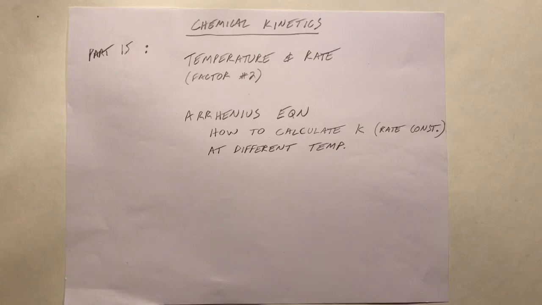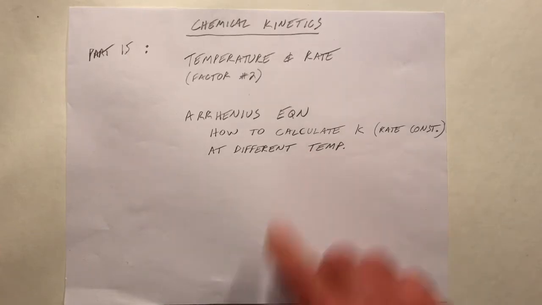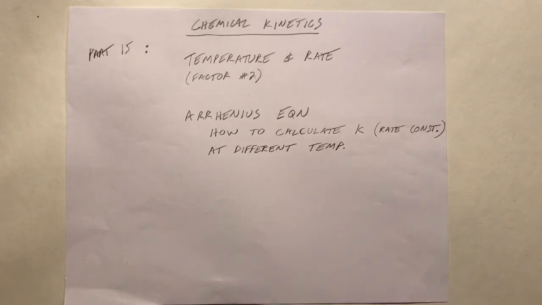Chemical Kinetics Part 15, Temperature and Rate of Reaction. This is the second factor that can affect reaction rate. We've already looked at the physical state of matter, and in future videos we'll take a look at a catalyst. But in this video we're going to consider the temperature and how that affects reaction rate. And specifically we're going to look at the Arrhenius equation and how to calculate K, the rate constant, at different temperatures.